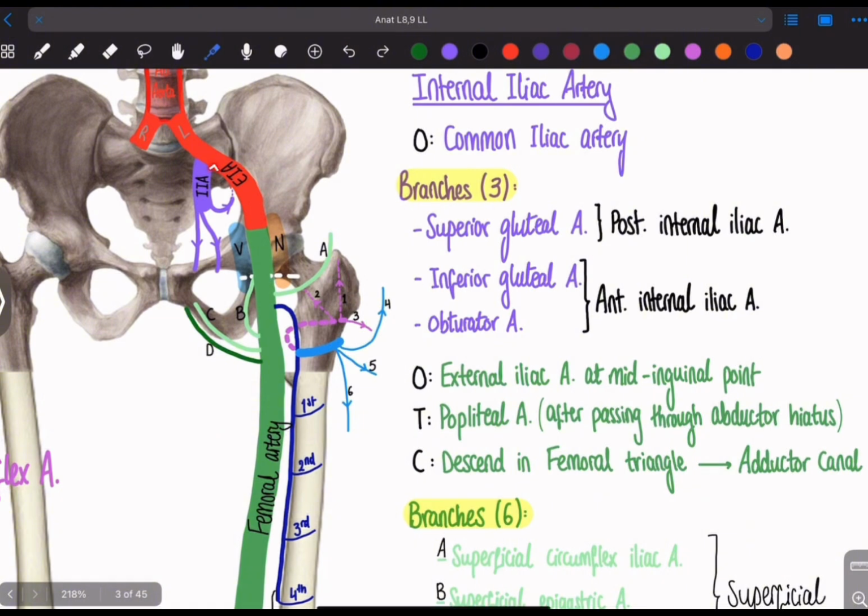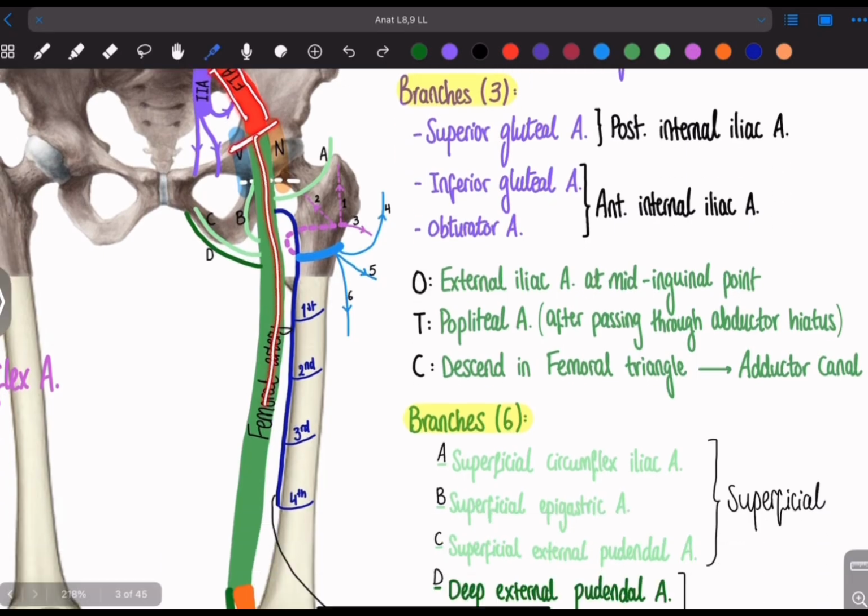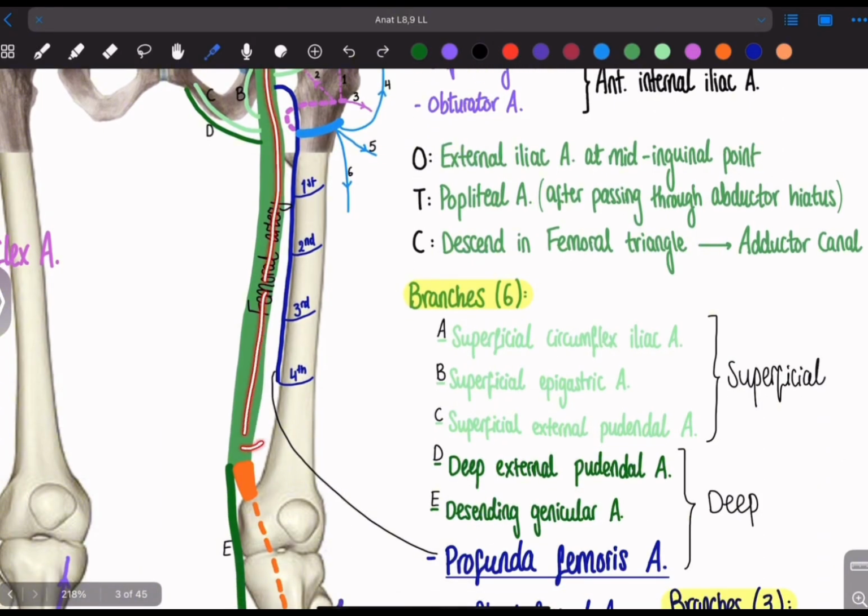So first, it starts as the external iliac artery, then at the mid-inguinal point it changes into the femoral artery. Then at a point we're going to mention, when it enters the abductor hiatus, it changes into the popliteal artery. We're going to see what the abductor hiatus is in a minute.